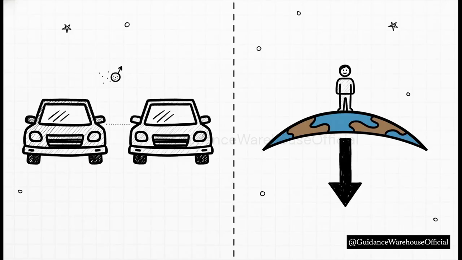Let's make this a bit more concrete with a practical example. Imagine two cars, each weighing 1,000 kilograms, parked exactly 1 meter apart. If we take those numbers and plug them into our formula, the gravitational attraction between these two heavy objects comes out to a measly 6.674 times 10 to the negative 11th newtons. That is literally less than the weight of a single speck of dust. So, on a human scale, the gravitational force between everyday objects is completely imperceptible.